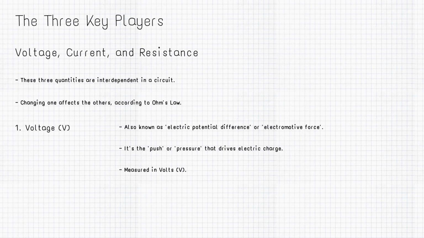First, we have voltage, often represented by the letter V. It is the push or pressure that drives electric charge through a circuit, also known as electric potential difference. Voltage is measured in units called volts.